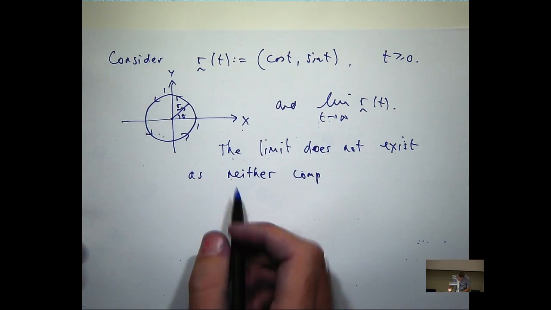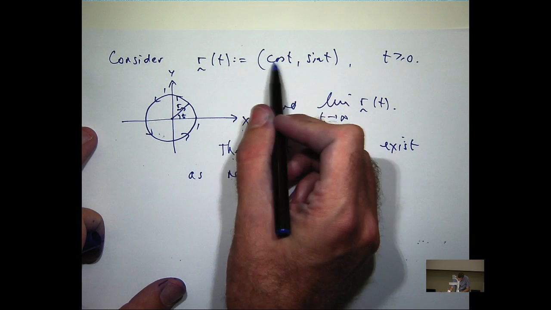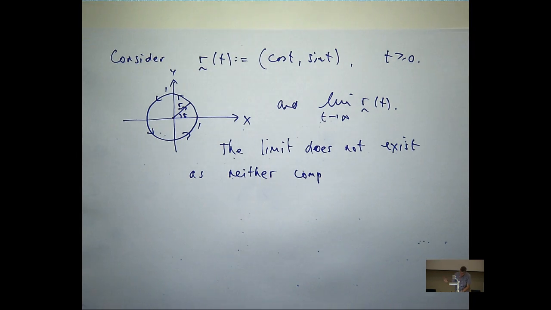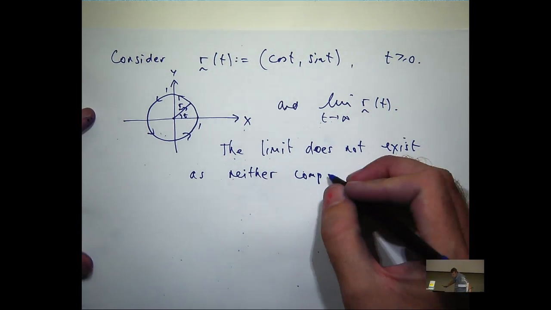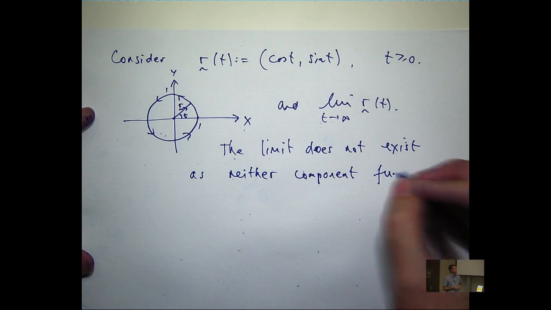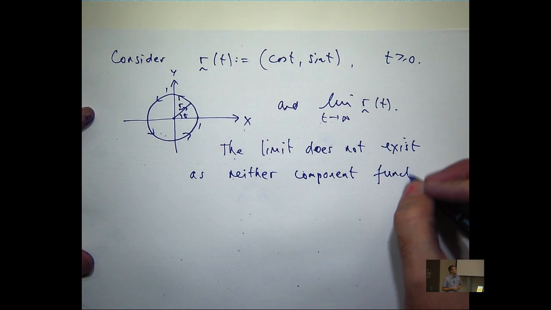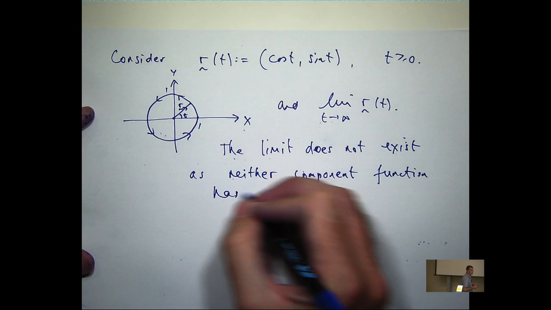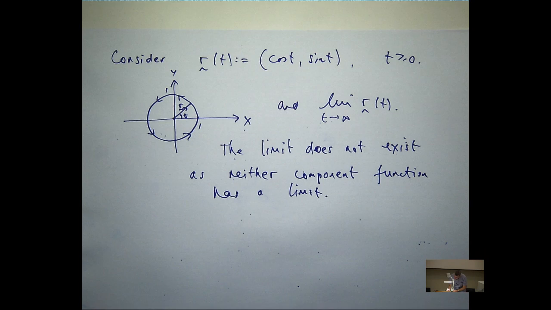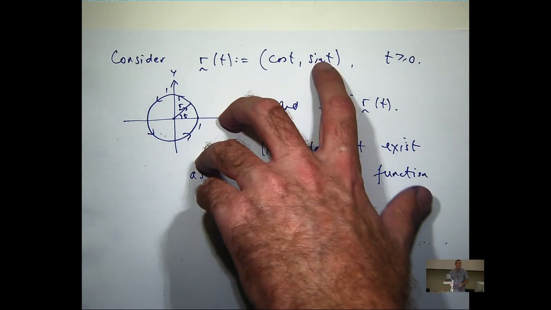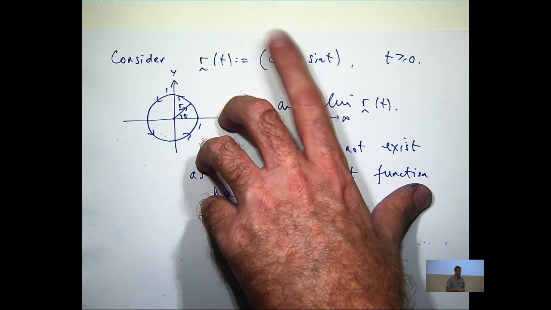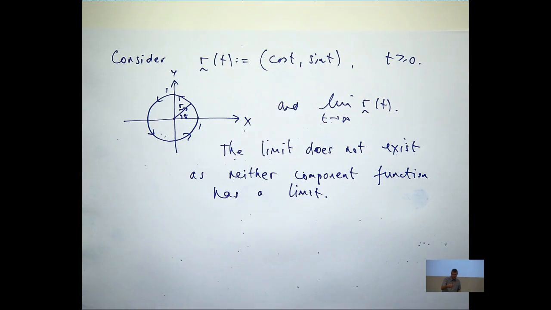You only need one of the limits of these component functions not to exist for the whole limit not to exist, okay? You don't need both of them. So let's say this was a cosine t and this was a 1. The limit still wouldn't exist because the limit of that doesn't exist.